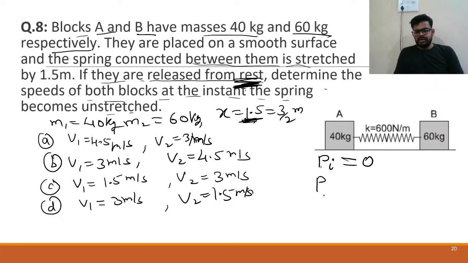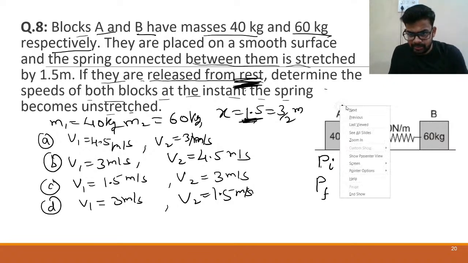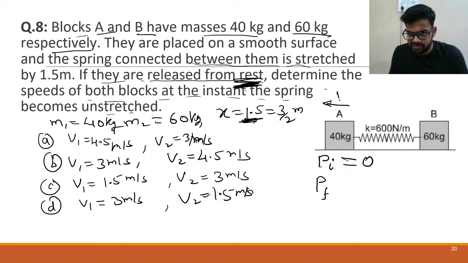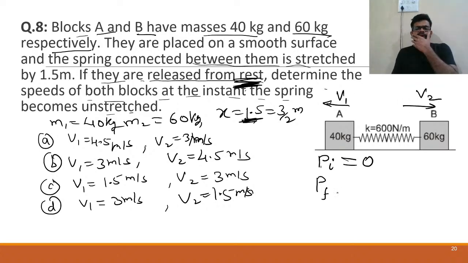Now let us talk about final momentum. Finally, when the spring comes to relaxed state, block A has velocity v1 in the left direction and block B has velocity v2 in the rightward direction. Leftward direction negative, rightward direction positive. So I will write minus 40 v1 plus 60 v2.